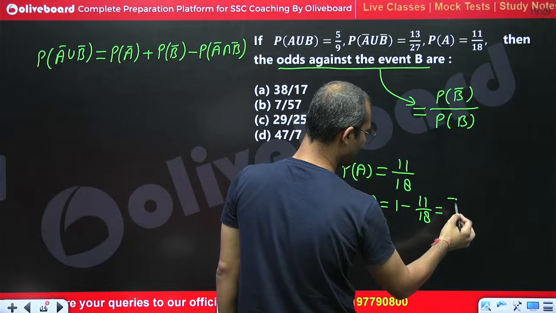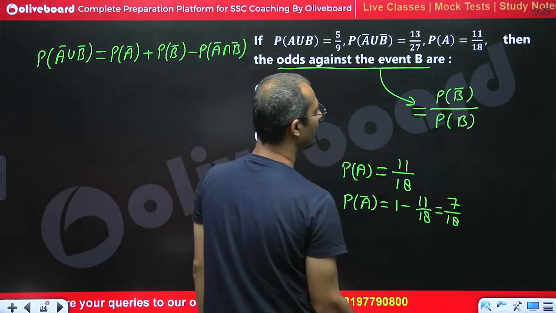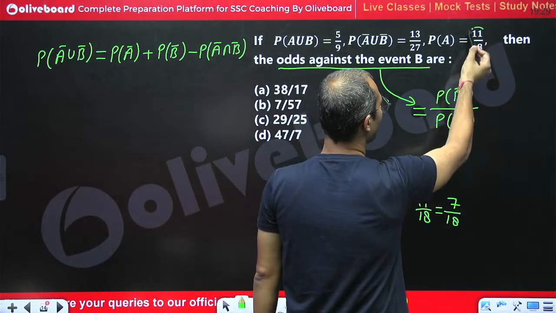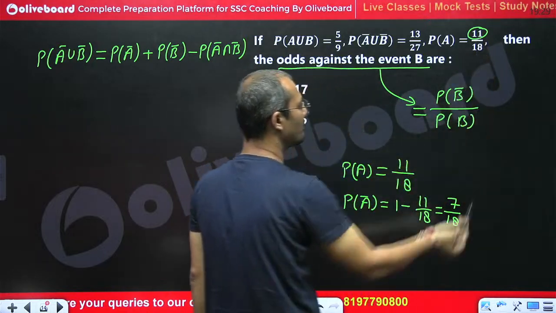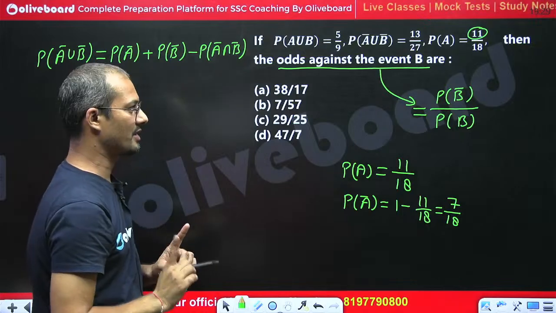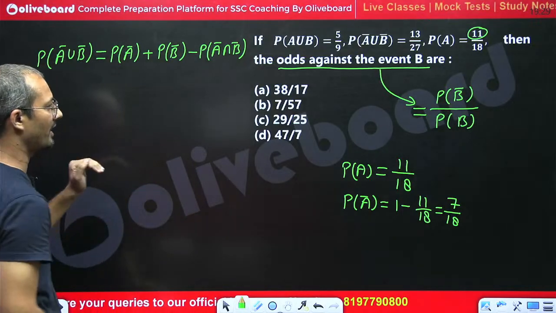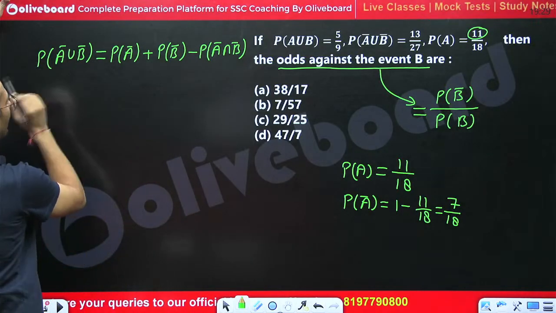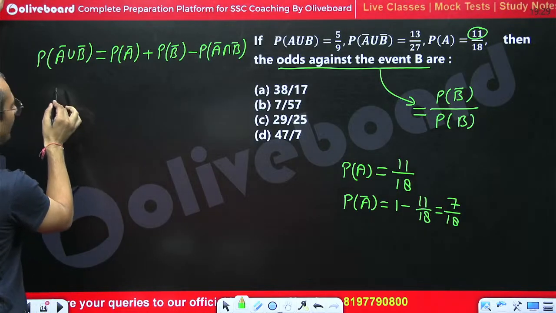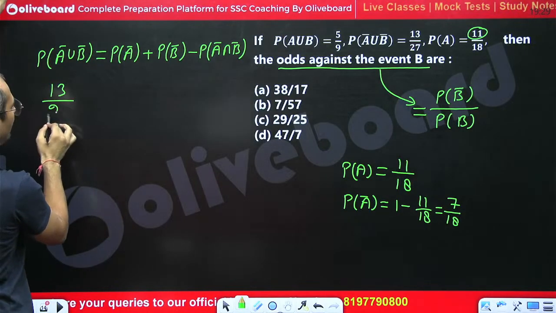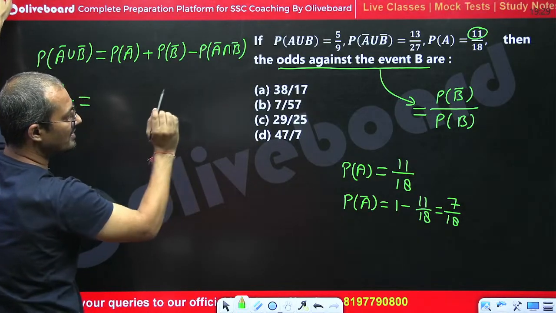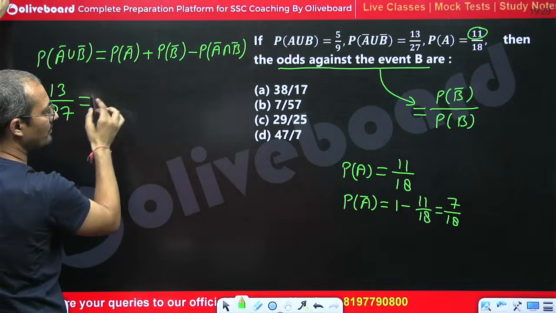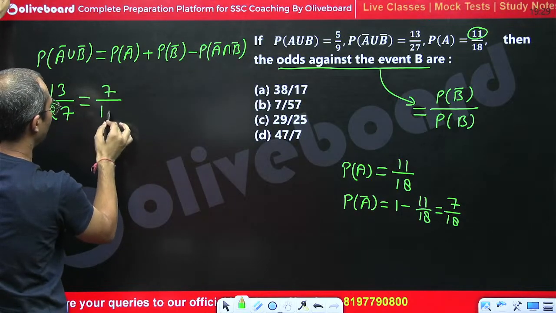So directly we can say that 7 upon 18, right? 18 is the total cases and 11 are the successful cases. So failure cases would be 18 minus 11. 7 are the failure cases. So 7 by 18, right? So directly we can say that we are already given 13 divided by 27 would be equal to P(A bar). P(A) is 11 upon 18, so P(A bar) would be equal to 7 upon 18, right?